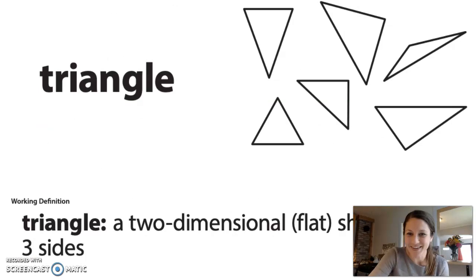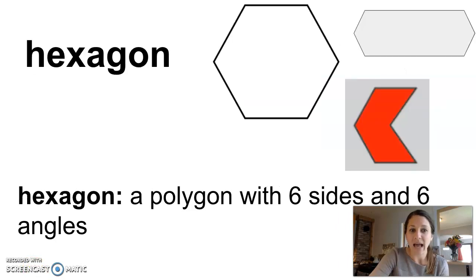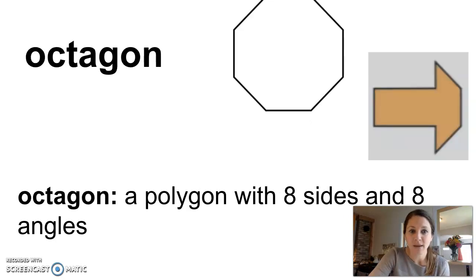Triangle we've already covered, so that's a shape with three sides and three angles. Pentagon is a polygon with five sides and five angles. Hexagon is a polygon with six sides and six angles. And an octagon is a polygon with eight sides and eight angles.